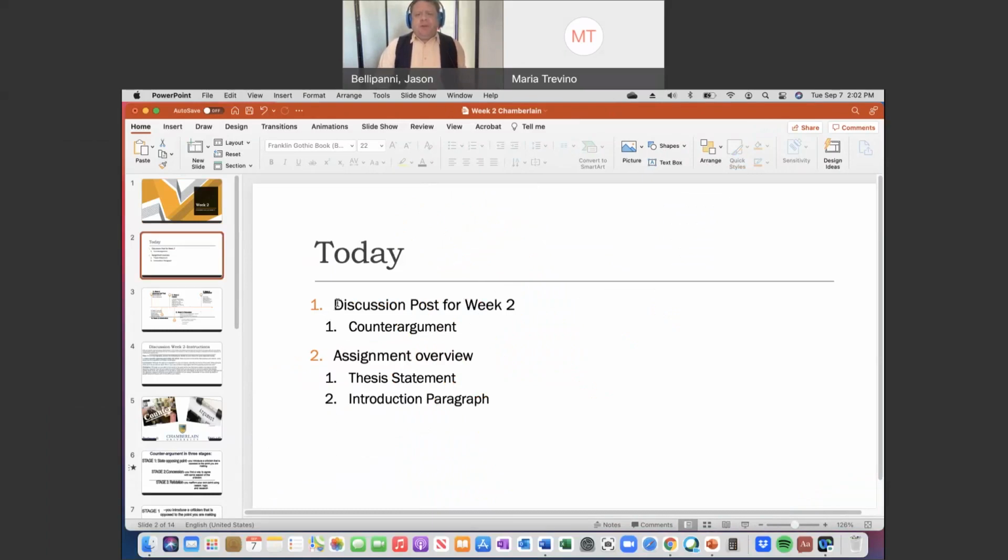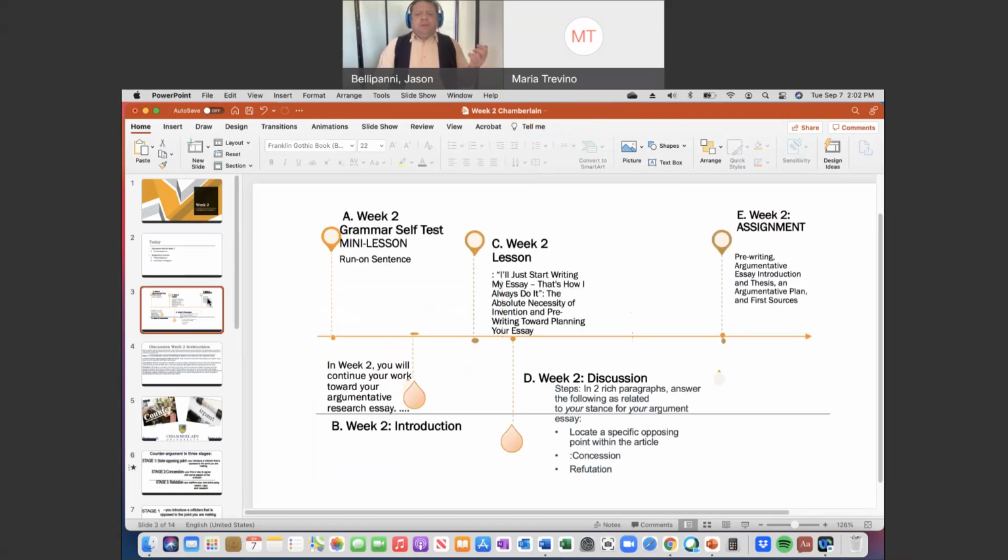The first one, I'm going to talk about the discussion posts for the week, and that has to do with counter argument. Then I'll talk about the assignment for the week, and that has a bunch of things in it. But two of the big ones are the thesis statement and then the introduction paragraph. So here are all the things for the whole week, right?